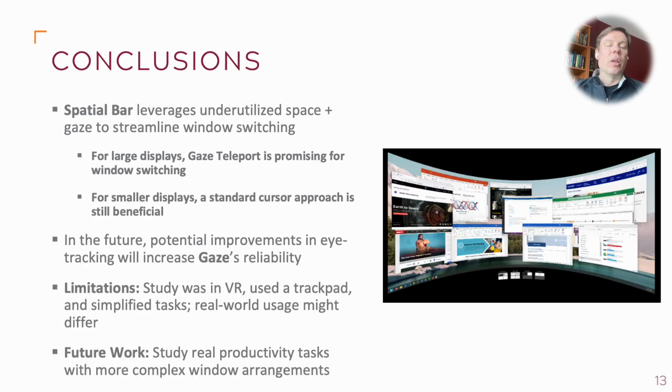So in conclusion, we found that the spatial bar really can leverage underutilized space, and gaze plus click streamlines window switching as an important part of window management. And we believe this is really promising for large displays and could be applied to virtual display systems that are in use today. In the future, potential improvements in eye tracking will increase the reliability of gaze, and so this technique could be even better.